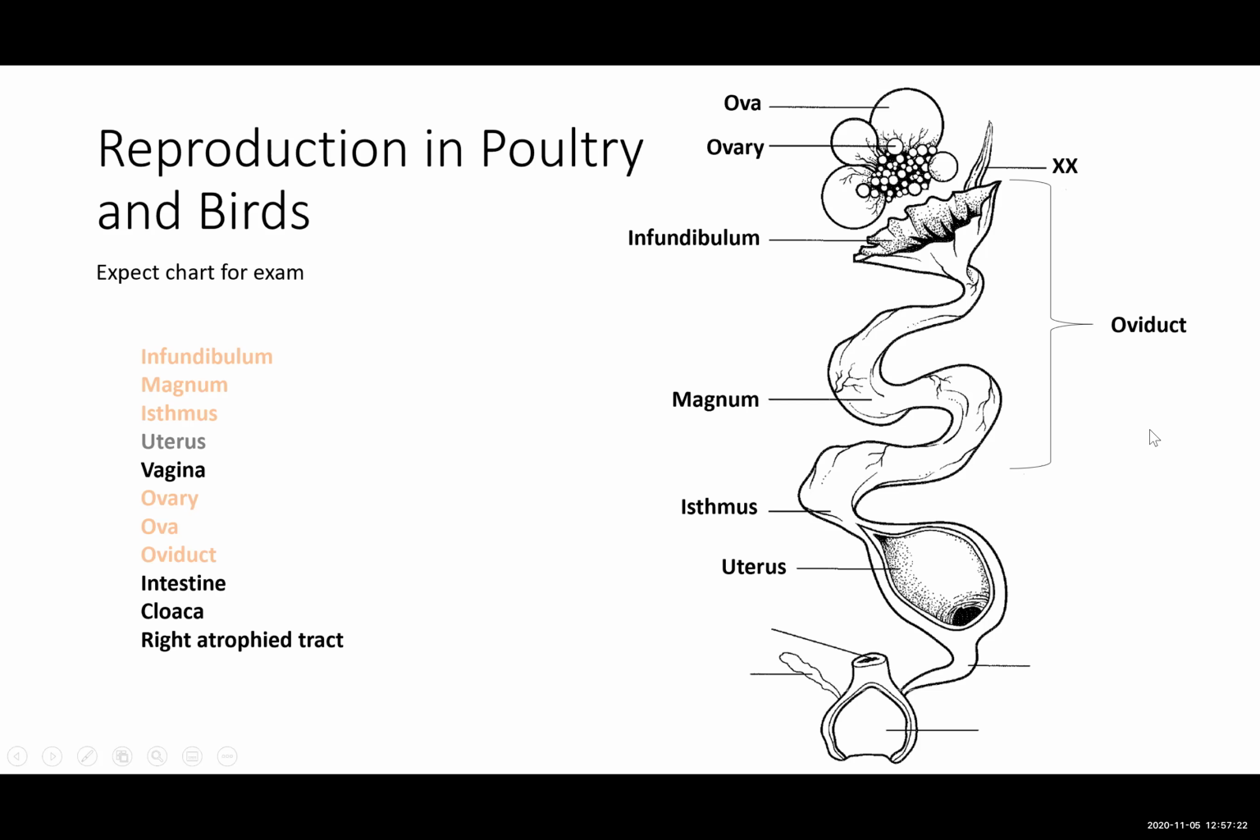Then we have the uterus, which is also the shell gland, followed by the vagina, and then the cloaca. The cloaca is where the rectum comes in contact as well, because this is the rectum. Rectum, vagina, all excreted or laid through the cloaca. And then there's a right atrophied tract. So this is the left tract with the left ovary, the only functional one. The right one is not functioning.